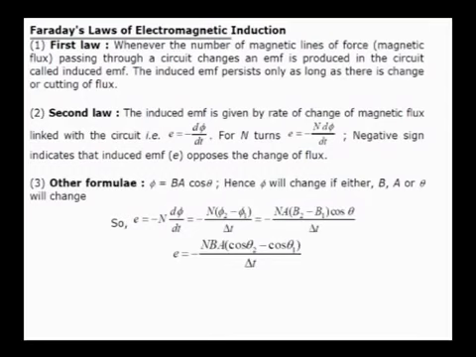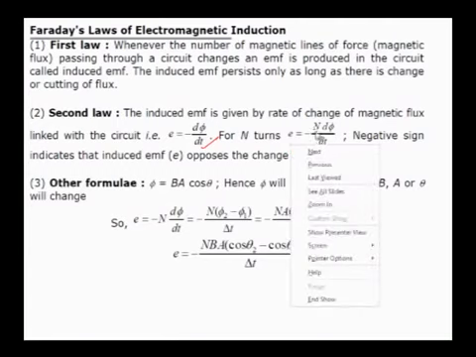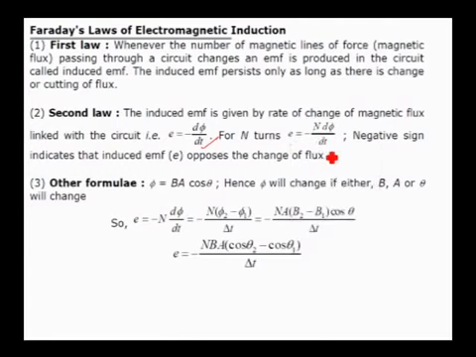The second law gives, if that is the induced EMF, then on what factor it depends. It is found that the induced EMF is given by the rate of change of the magnetic flux linked with the circuit, and this is the equation E is equal to minus d phi by dt. If the coil is made up of N number of turns, the EMF induced will be N times d phi by dt. The negative sign used in the equation is just to indicate the direction of the induced EMF. But the significance of the negative sign will be explained in another law called Lenz's law.